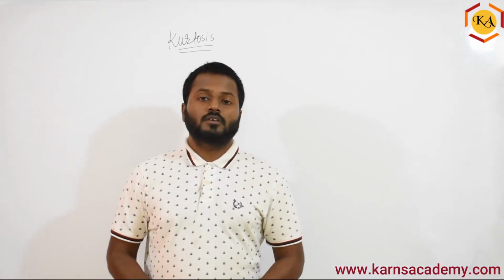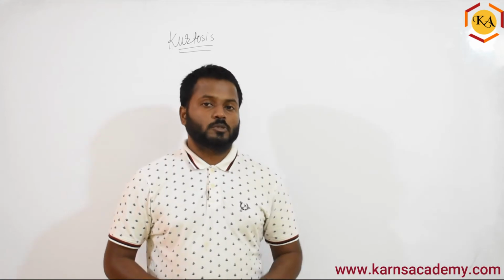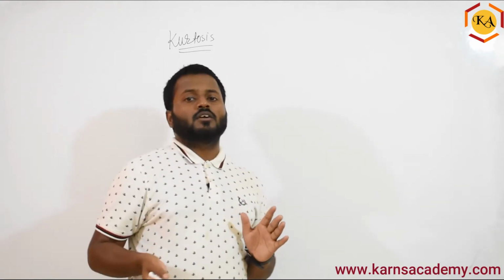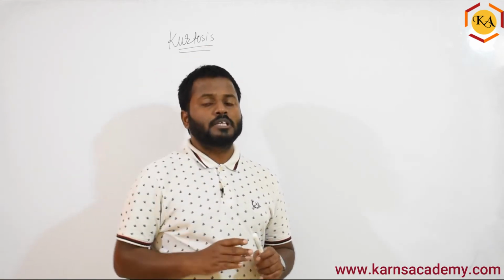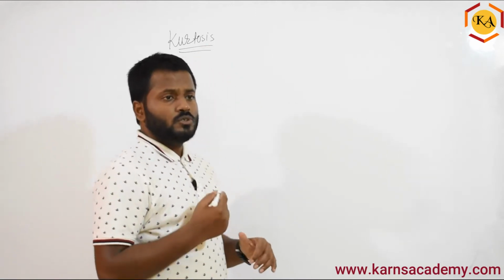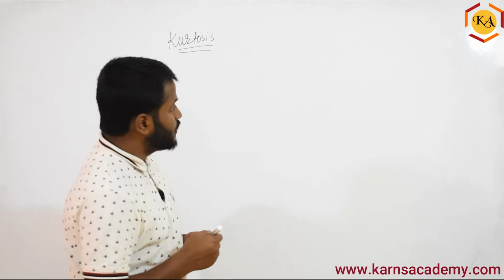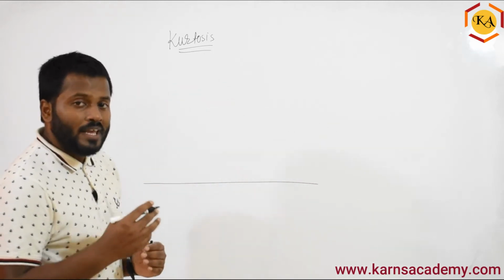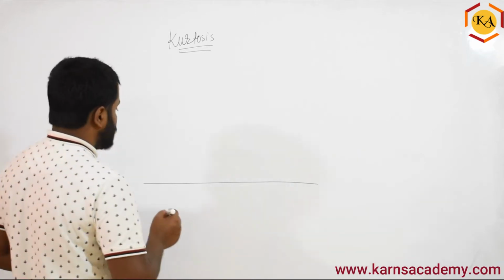The last topic of this particular chapter is kurtosis. Kurtosis basically shows you the peakness of the data, how peaked the particular data is. In skewness you have seen how we denote the data. Similarly, in kurtosis there are three different ways of denoting the peakness.